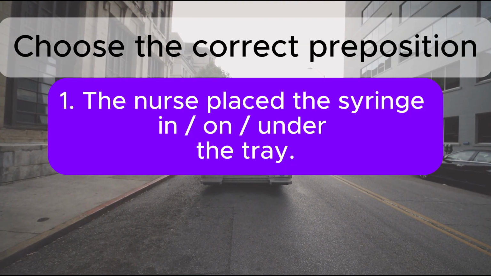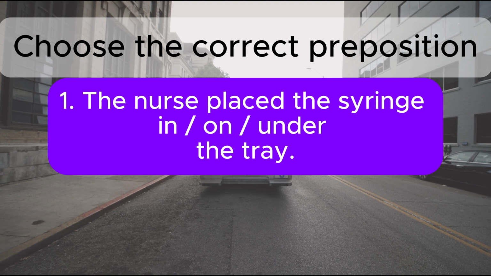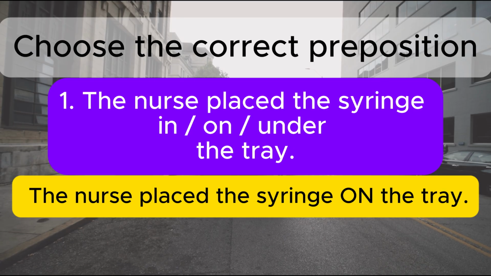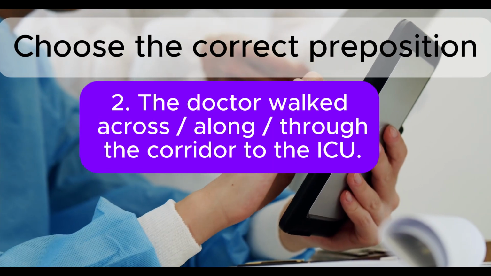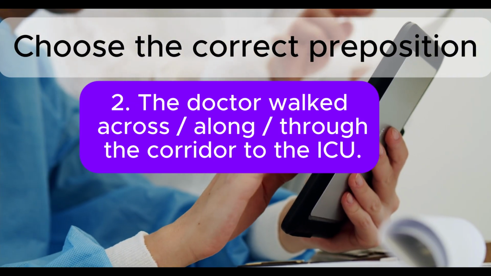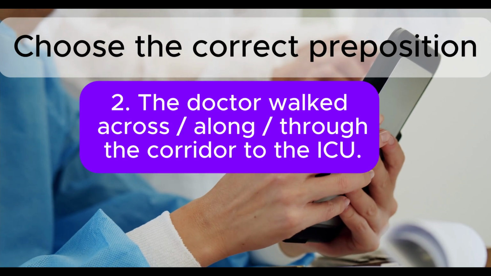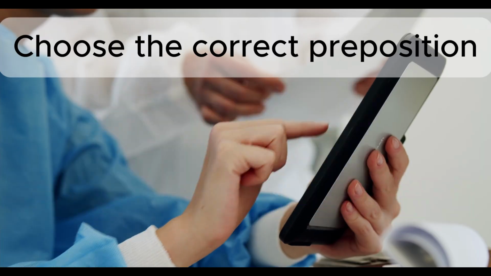1. The nurse placed the syringe in, on, or under the tray. Answer: the nurse placed the syringe on the tray. 2. The doctor walked across, along, or through the corridor to the ICU. Answer: along. The doctor walked along the corridor.